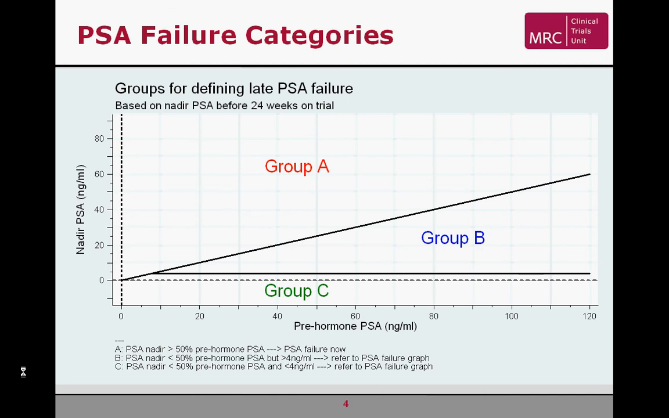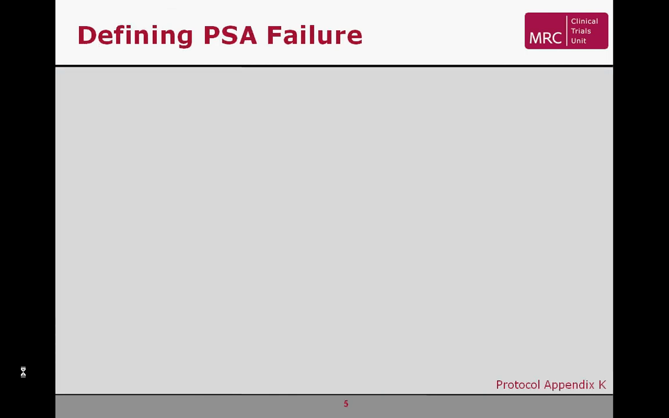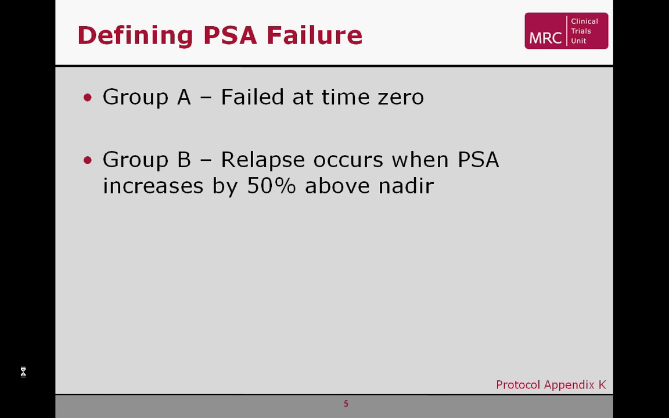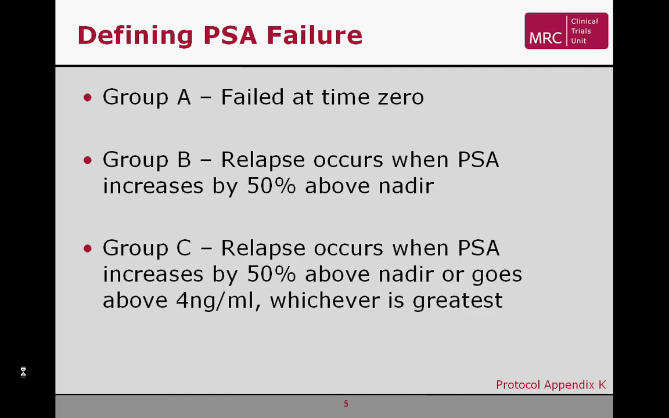So having separated patients into groups, we must then determine how to define when a patient has failed. For patients in Group A, they are said to have failed at time 0. For patients in Group B, they are said to have failed when their PSA increases by 50% above the nadir. And for patients in Group C, they are said to have failed when their PSA increases by 50% above the nadir or goes above 4 nanograms per ml, whichever of those is greater.